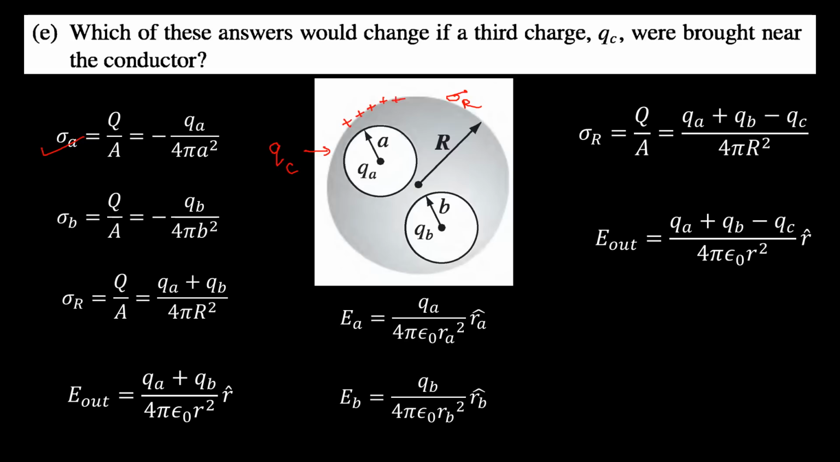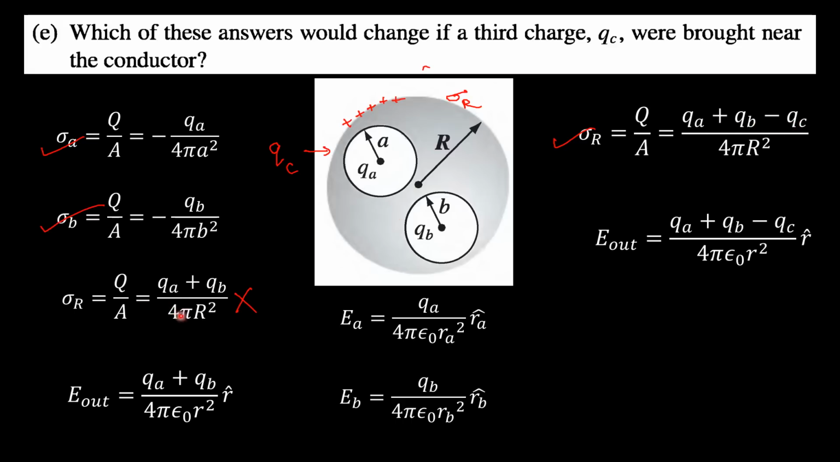Next, sigma b, the surface charge at cavity b. Surely it will not be affected by the third charge, so this is also okay. What about sigma R? Naturally the surface charge will get affected, so the old answer will be wrong. The right answer will be sigma R equal to Qa plus Qb minus Qc, because if Qc is positive, it will induce a negative charge, divided by 4 pi R squared.